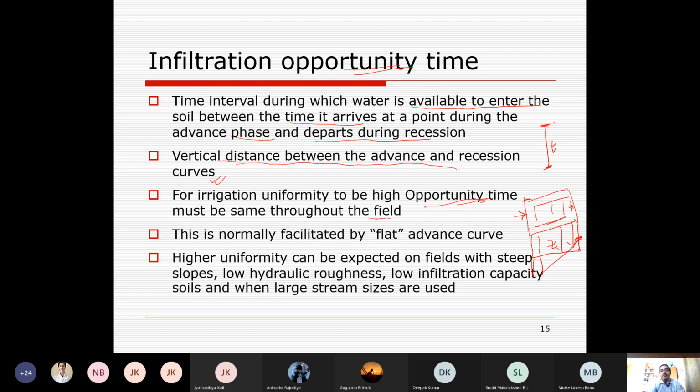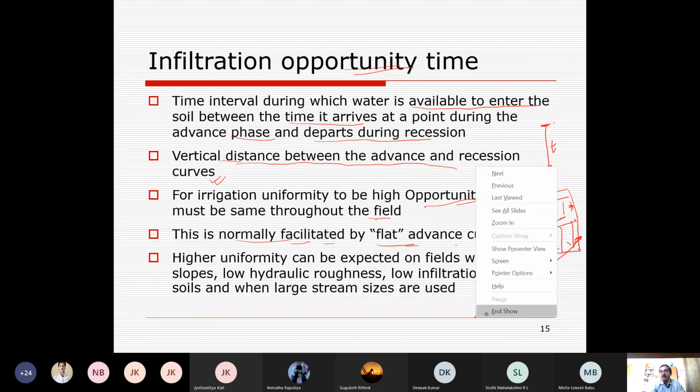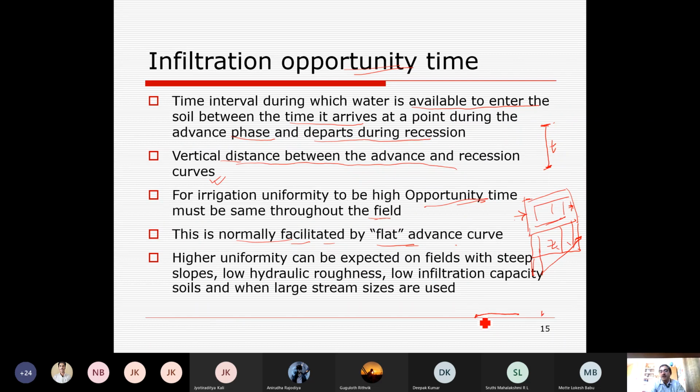This is normally facilitated by a flat advance curve. Advance curve means it is advancing from here to here. So if it is very fast and it is a straight line, then only can it be the highest possible uniformity condition.